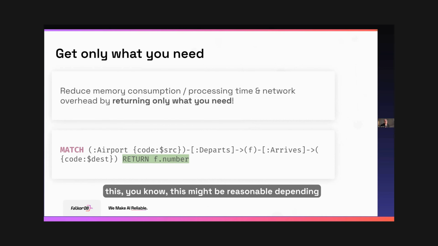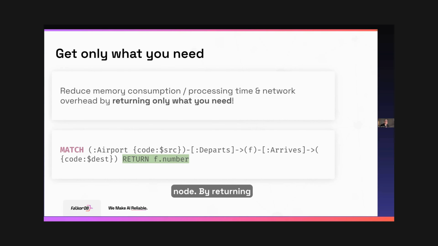And this might be reasonable depending on the application, what type of data it needs. But let's assume that the user or the application only cares for the flight number. And so if that's the case, there's no real reason to return the entire node. By returning exactly what we need, we're reducing network overhead. Some extra steps that are happening within the database are skipped, and usually memory is also reduced.